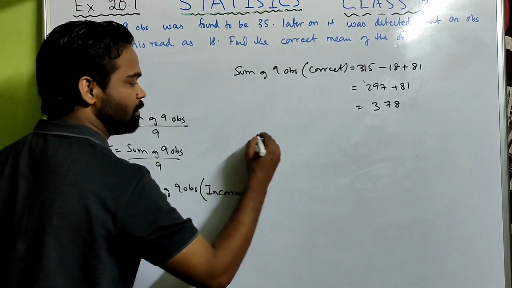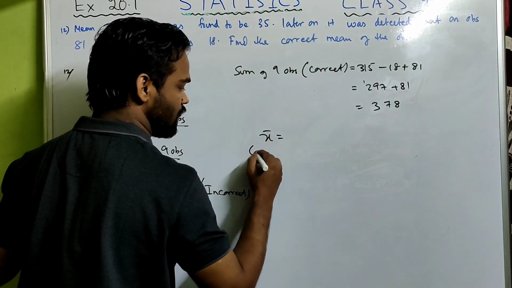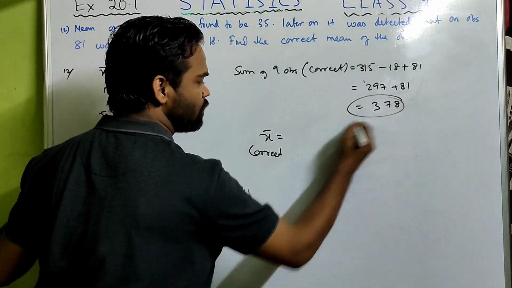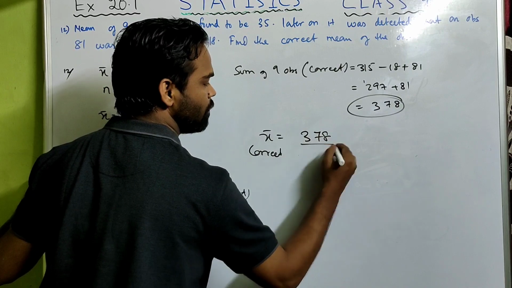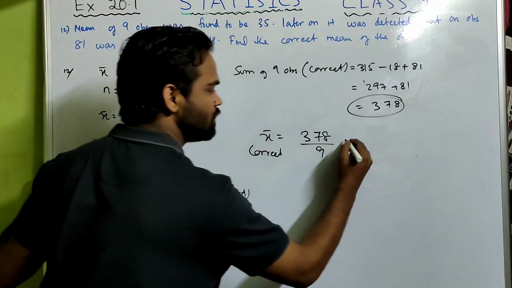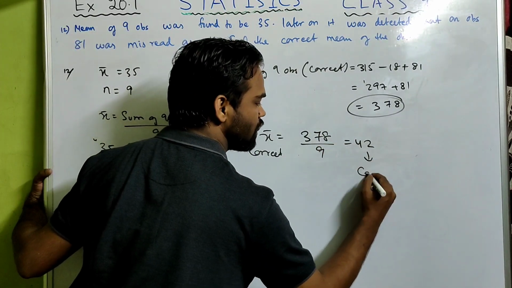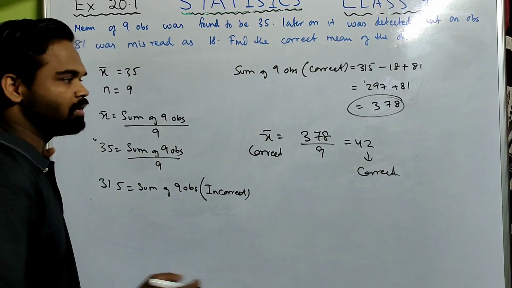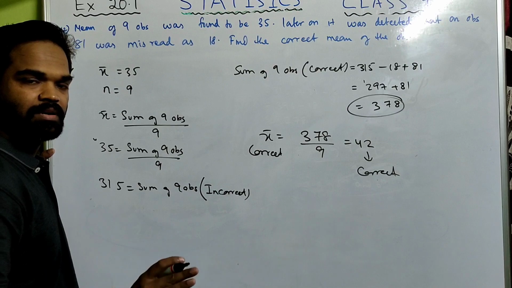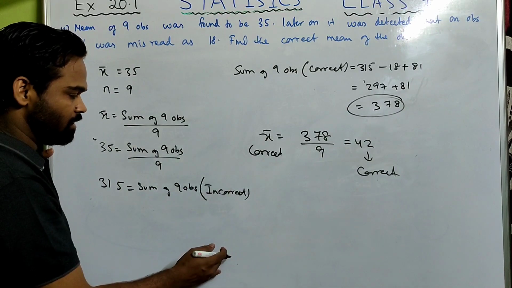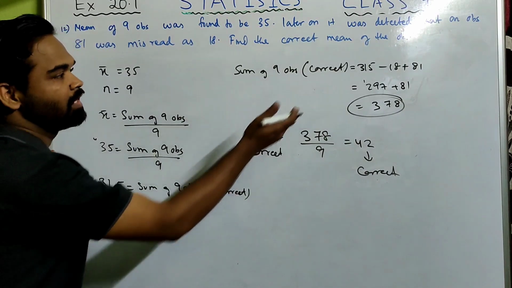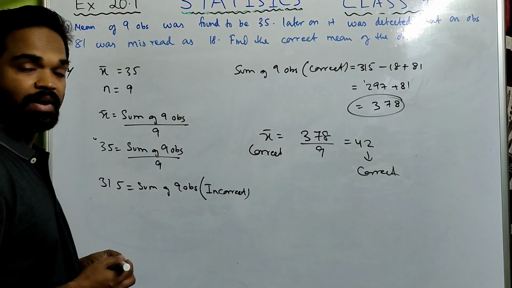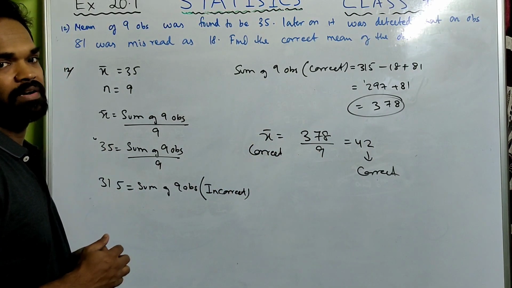Now if you want to find the correct mean, that is the sum of 9 observations by 9, isn't it? Which is 42, and this is your correct mean. The correct observation sum of 9 observations by 9. Clear? First get the incorrect sum of 9 observations, get the correct sum of 9 observations, and proceed. Done. Now let us see the next sum.